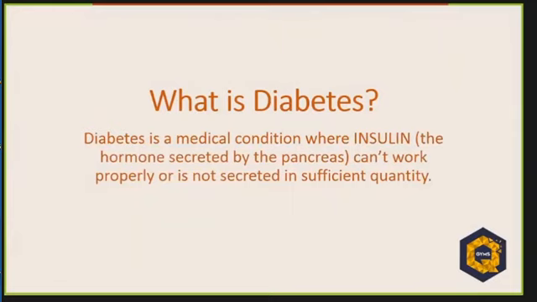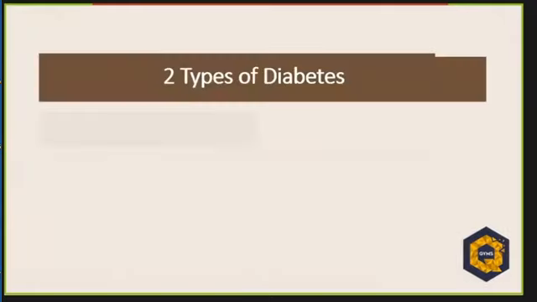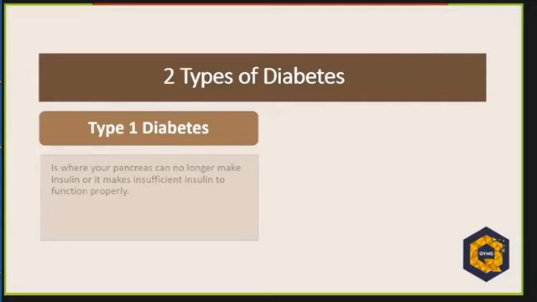Diabetes is basically a condition where natural insulin cannot function properly, or there is an insufficient amount of insulin than our body needs. We have two main types of diabetes. We have type 1 diabetes, the more dangerous of the two, where the pancreas can no longer make insulin, or makes insufficient insulin to get the job done. Type 1 diabetes is an autoimmune disease.